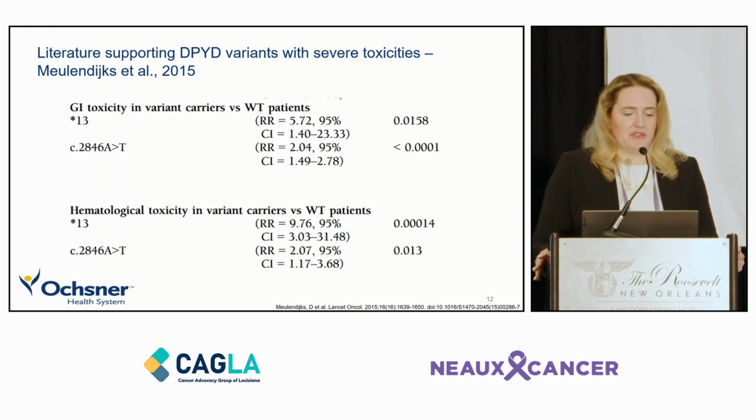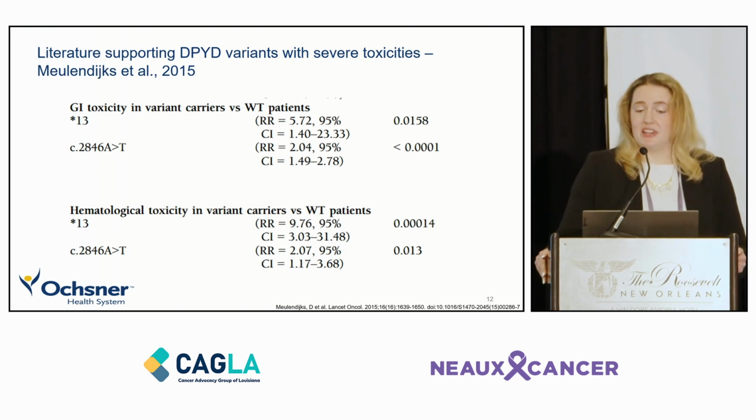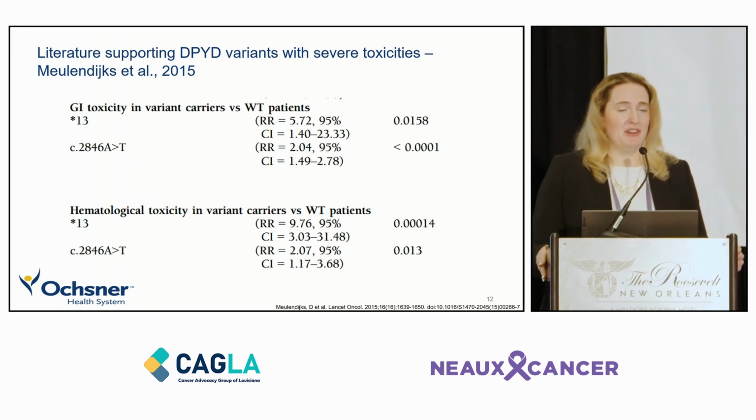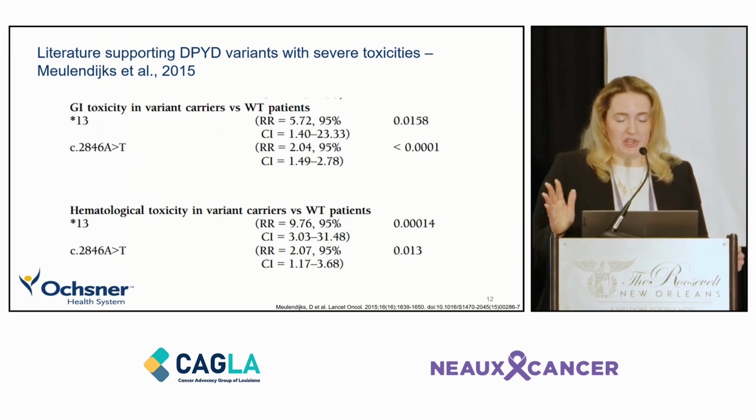And these studies also look at overall as well as specific types of toxicities. So I think what is really astounding here is when we look at the STAR 13, which, similar to STAR 2A, codes for little to no activity of DPD at all. When patients carry this, their hematological toxicity risk is almost 10 times higher. We can prevent this, and we'll talk about the studies in our next few slides, but when we dose reduce, we can reduce this. It's possible, and there's a lot of data showing it.